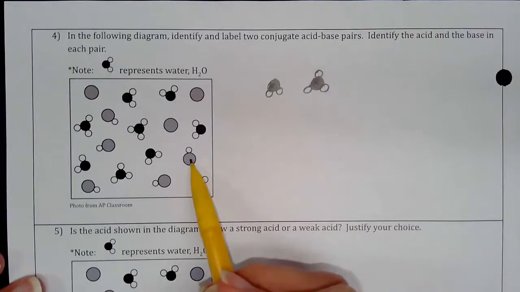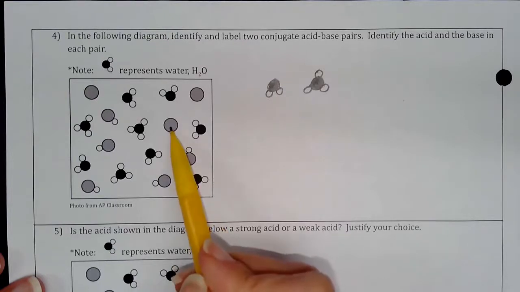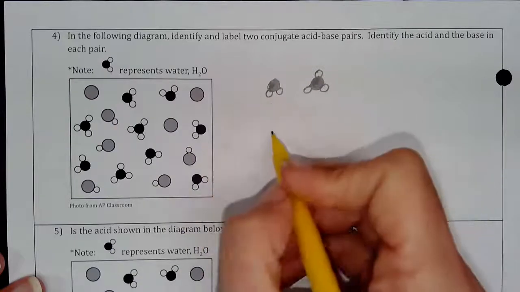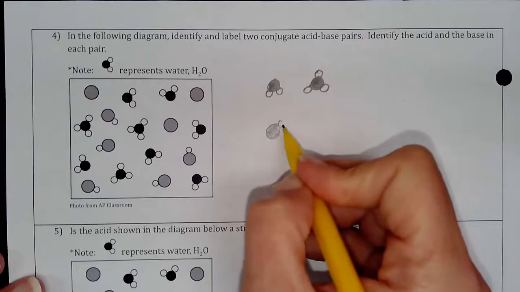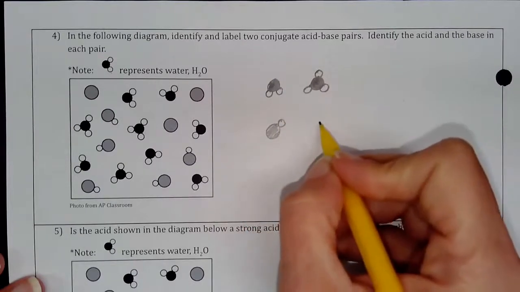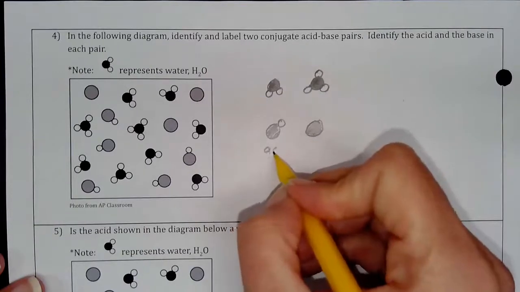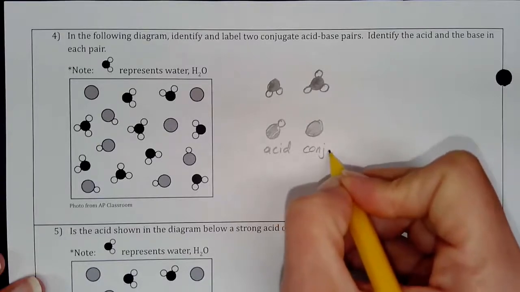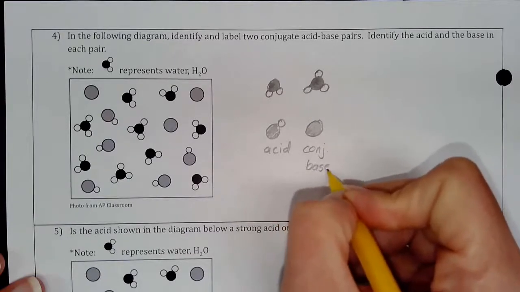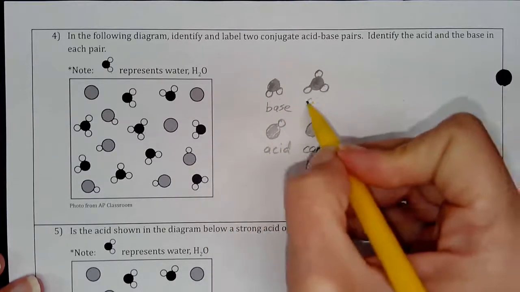Now if we look at this and this, we can see again that they differ only by one hydrogen ion. So we're going to write this guy, whatever it might be. This is an acid of some sort because it has a hydrogen ion, and this is its conjugate base. So this is the acid. This is its conjugate base. This water is a base, and this is its conjugate acid.